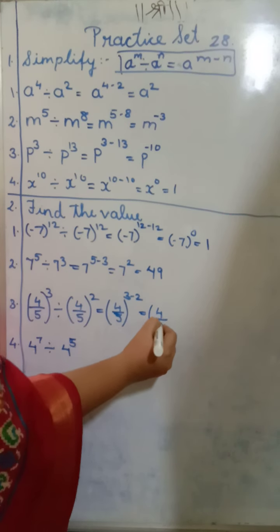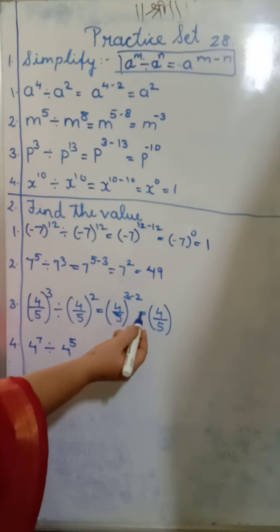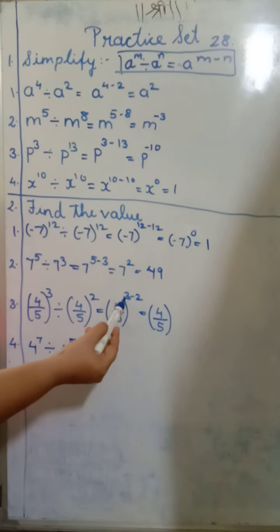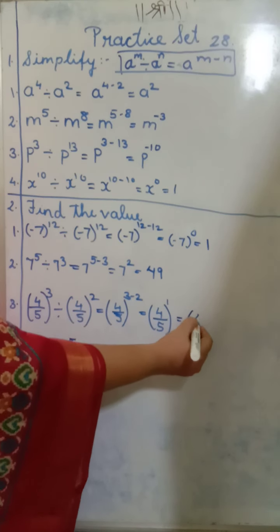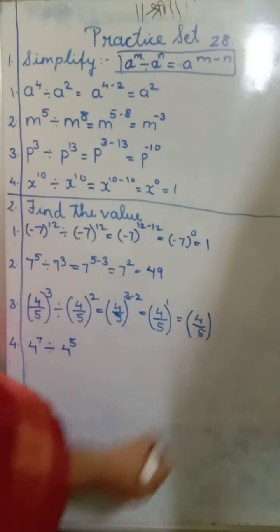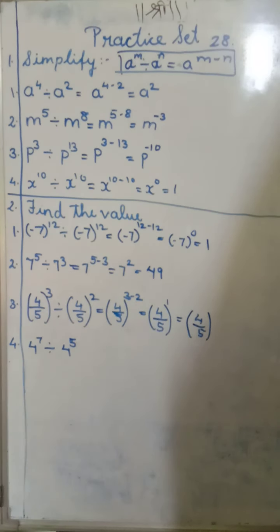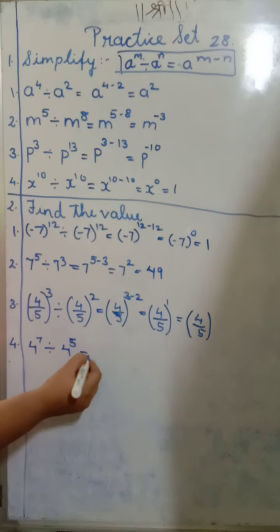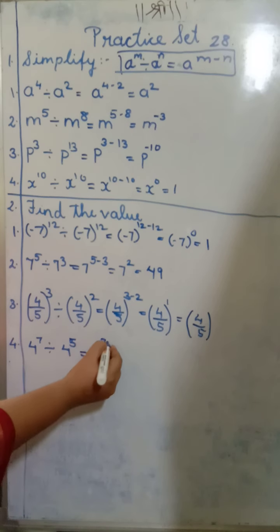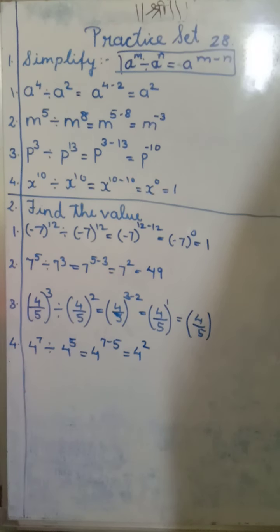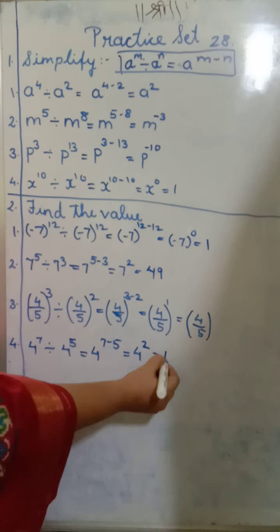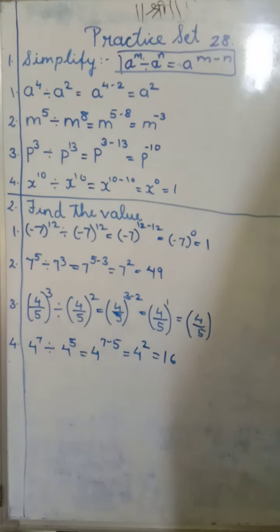Here 4 upon 5 raised to 3 minus 2, that is 4 upon 5 raised to 1. And when the index is 1, we get the number itself. So our answer is 4 upon 5. And the last sum, 4 raised to 7 minus 5, that is 4 raised to 2, or the square of 4. What is the square of 4? 16. 4 4s are 16. So here we have finished our practice set 28. You have to write down this practice set.